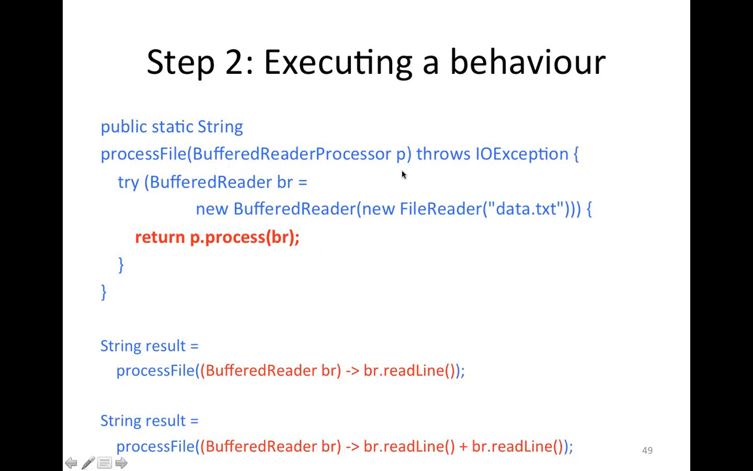And because BufferedReaderProcessor accepts a lambda expression, now we can call processFile with different ways of processing the file. In the first case, we say, I'd like to read the first line, and please return it. In the second case, we say, read the first 2 lines, concatenate them and return the result. So in 2 steps, we've managed to start from a method that was processing a file in a very specific way to writing a processFile method that can now process the file in multiple different ways. But they all share the same code of opening and closing the resource.